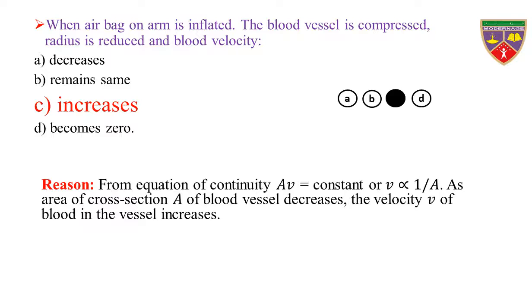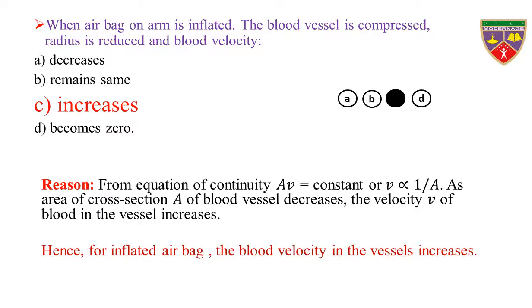Reason. From equation of continuity, the product of area of cross-section and velocity is equal to constant. Velocity is inversely proportional to the area of cross-section. As area of cross-section A of blood vessel decreases, the velocity V of the blood in the vessel increases. Hence, for inflated air bag, the blood velocity in the vessels increases.